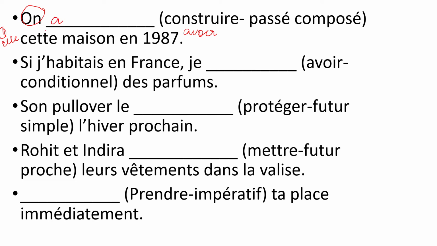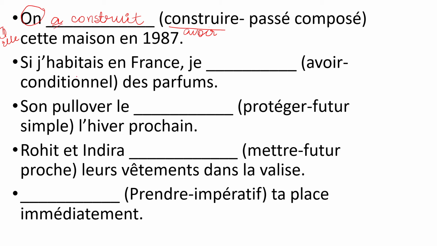Okay, because il a, elle a, on will also take a. And then you have to put the past participle of construire, which is an irregular. That is construit, C-O-N-S-T-R-U-I-T. Okay, on a construit, you don't have to do any agreement because the auxiliary is avoir.